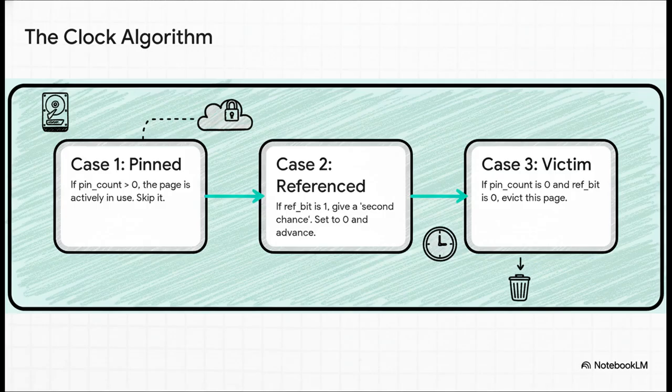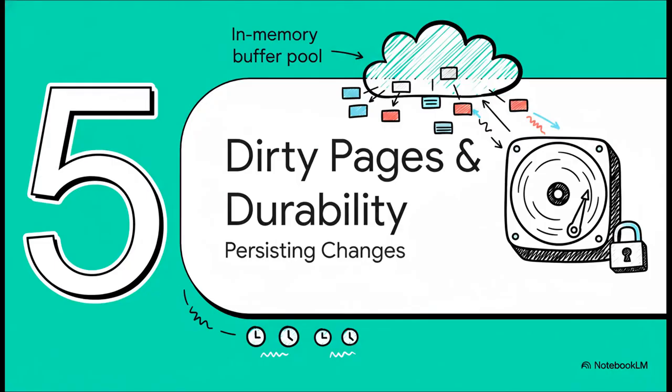The very first frame it finds that is both unpinned and has a reference bit of 0, that's our victim. That's the one that gets evicted. It's this simple second chance mechanism that so elegantly protects our important, frequently used pages from getting kicked out by some big, dumb scan. All right, so our cache is safe and it's smart about eviction.